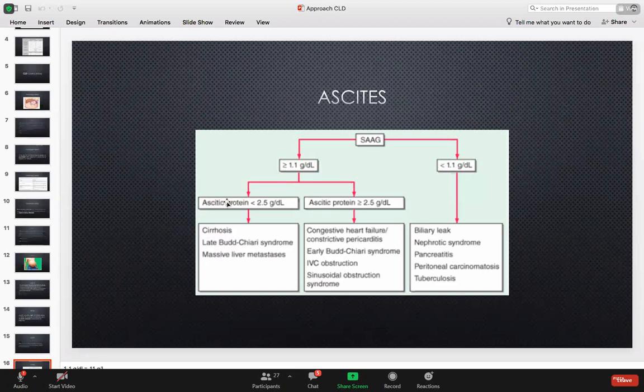So the next step would be checking the protein. The first is checking the albumin gradient. The second is checking the protein inside the ascites. If you have a low protein, think about causes such as cirrhosis, Budd-Chiari, or massive liver metastasis. If you have high protein, think about congestive heart failure, constrictive pericarditis, early Budd-Chiari, IVC obstruction, so something beyond the liver organ.